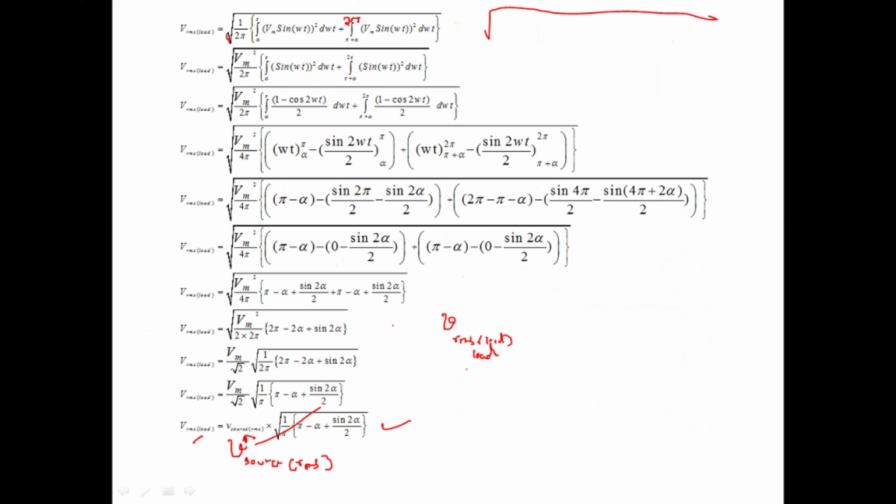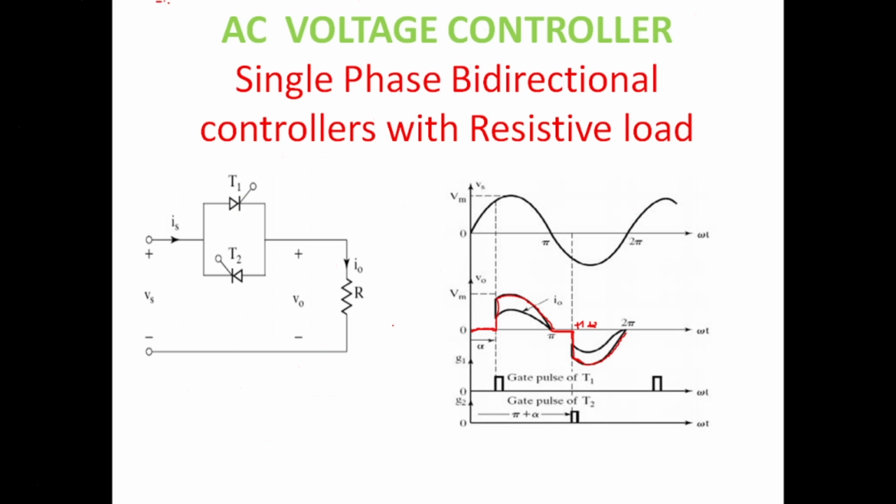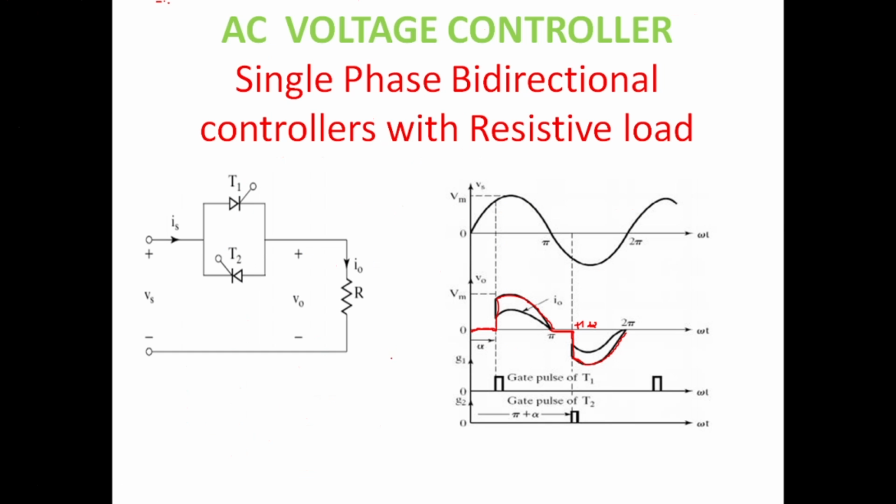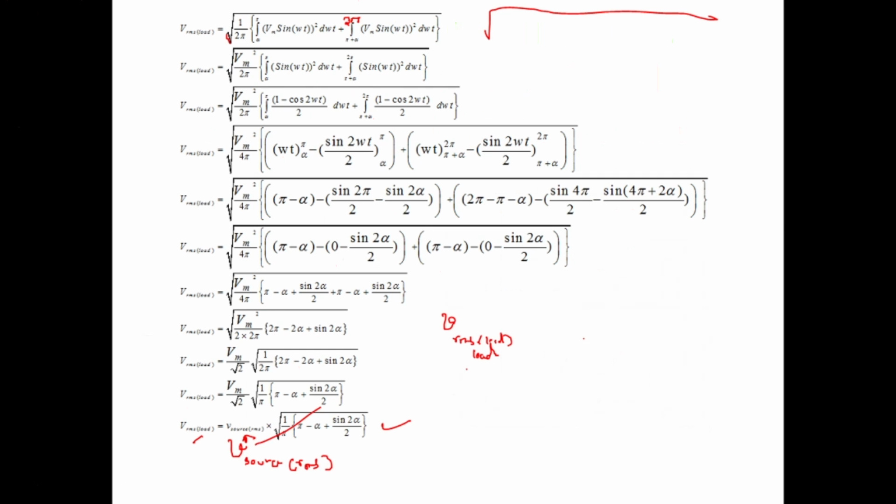So we have studied the circuit, waveforms, and RMS of the load. So what is the final conclusion? By changing alpha, we can change the RMS of the load. How much source voltage RMS we need to deliver out of the source voltage, we can deliver by changing alpha, which means by changing the firing angle of T1 and T2. Next.